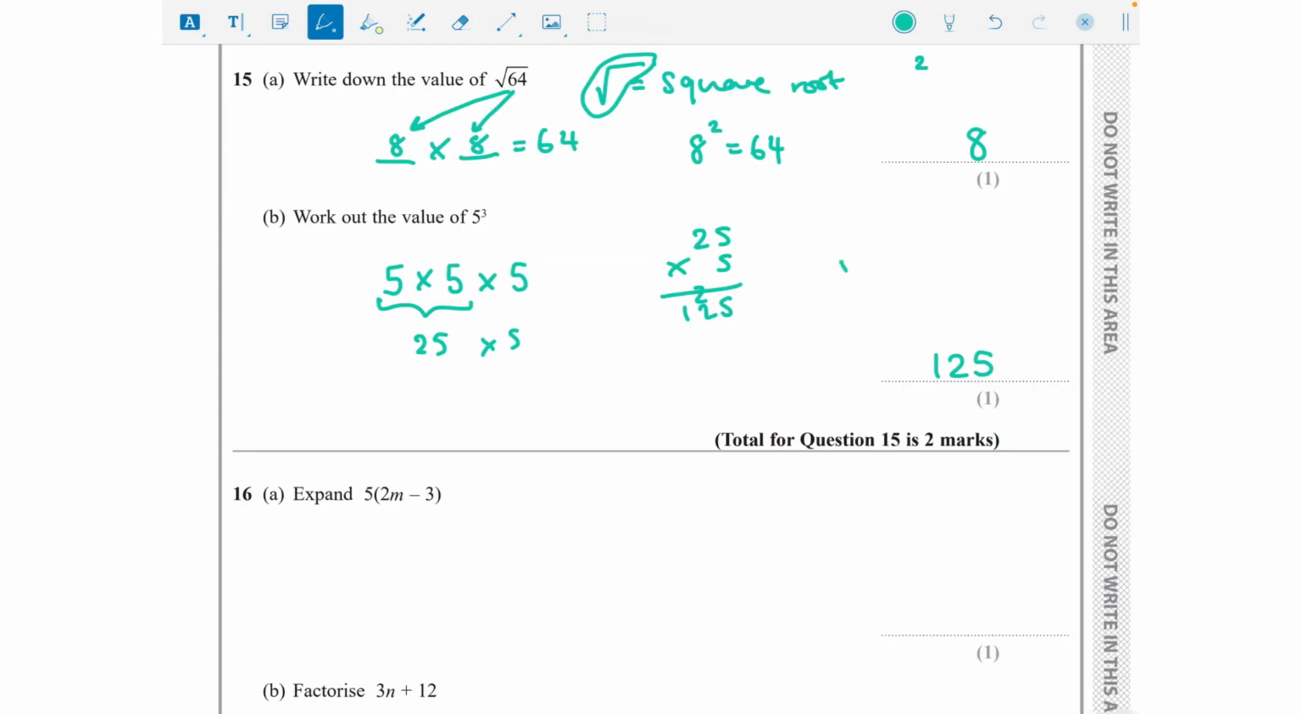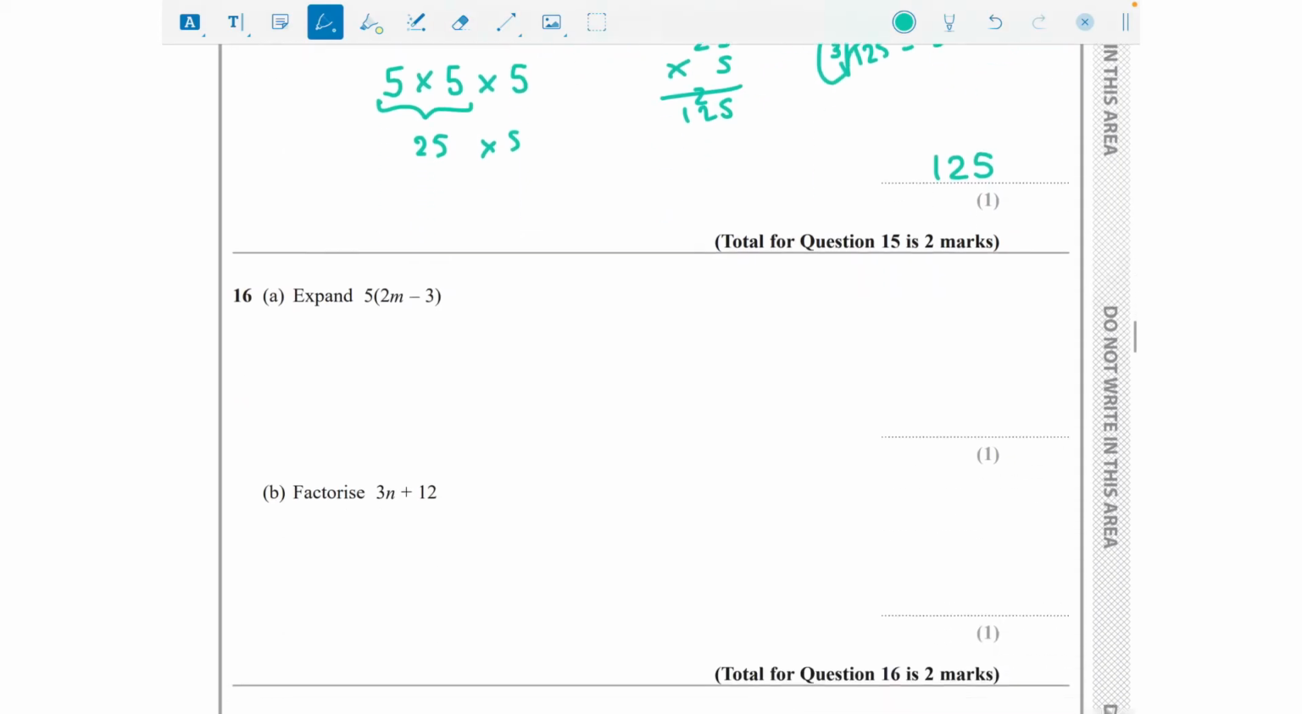Equally, if I asked you for the cube root of 125, that would be 5, because you're saying what number times by itself, times by itself, is equal to 125, and that would be 5. So this symbol is the inverse of this symbol. Wonderful.